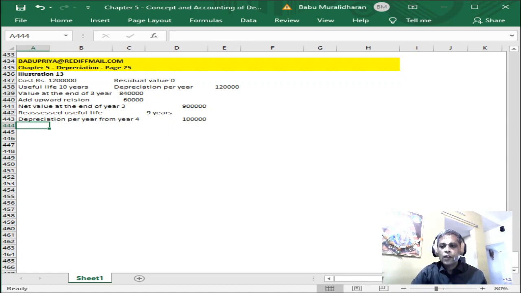Now, provision for repairs and renewals. Repairs and renewals are part and parcel of the asset life. They can be charged to the asset only if they are substantial in nature. Otherwise, they will be transferred to the profit and loss account.